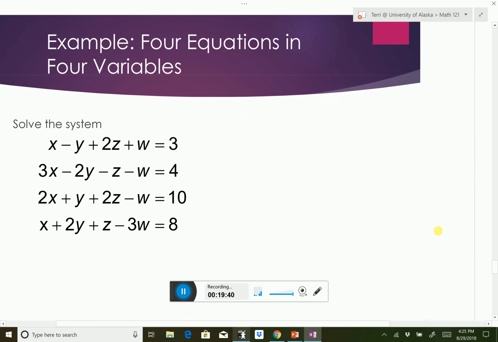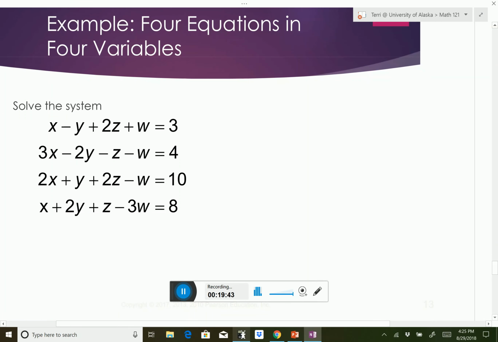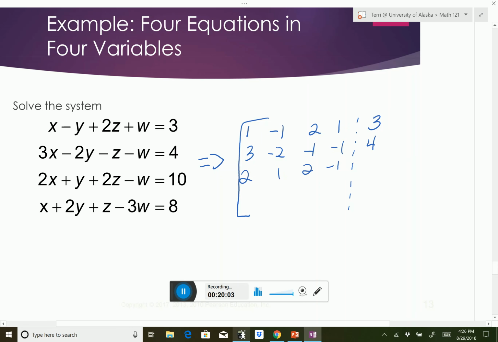Okay, so let's talk about 4 equations in 4 variables. How would we do this? So the first thing we need to do is an augmented matrix. 1, -1, 2, 1, 3, 3, -2, -1, -1, 4, 2, 1, 2, -1, 10, 1, 2, 1, -3, 8.